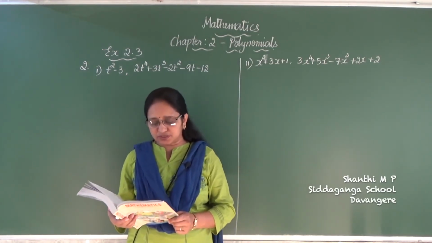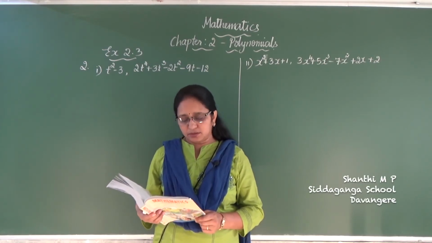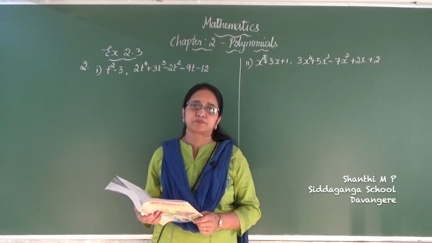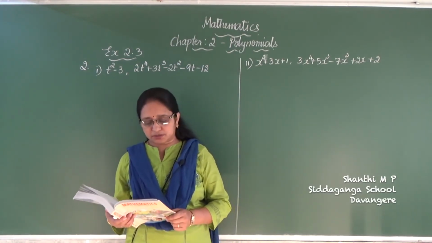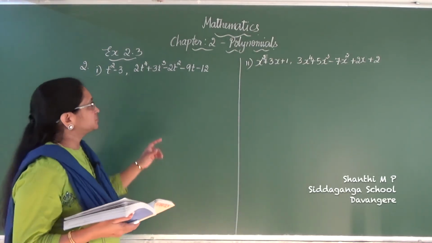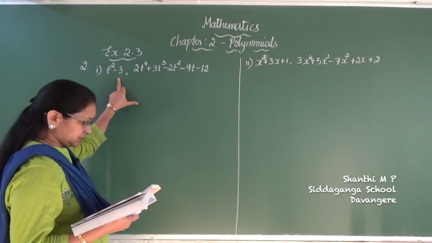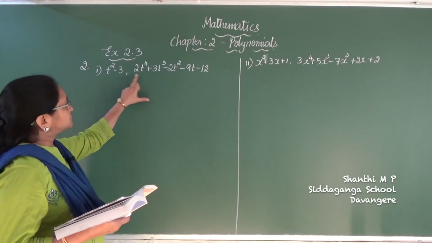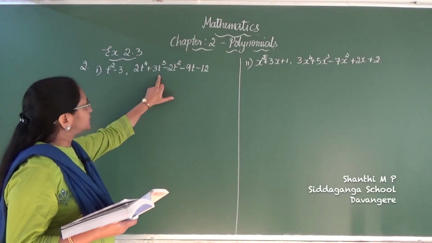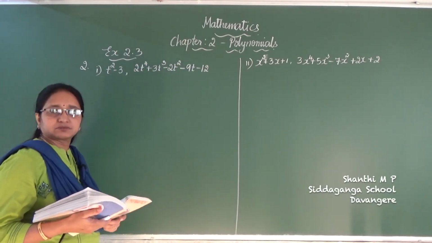Check whether the first polynomial is a factor of the second polynomial by dividing the second polynomial by the first polynomial. I repeat, check whether the first polynomial, here I have written the question for you, is a factor of the second polynomial by dividing the second polynomial by the first. I hope it is clear.